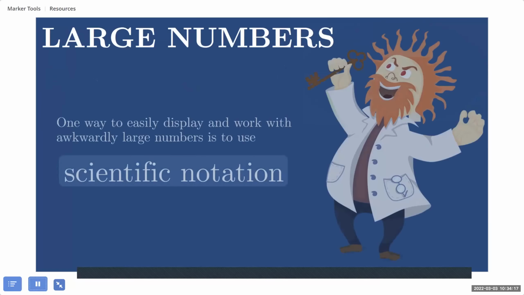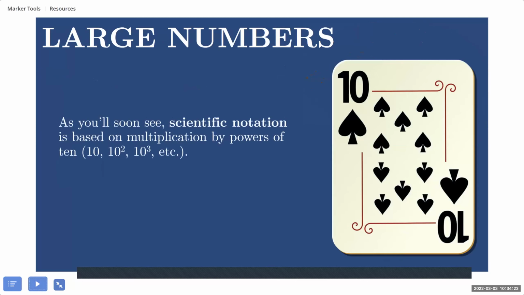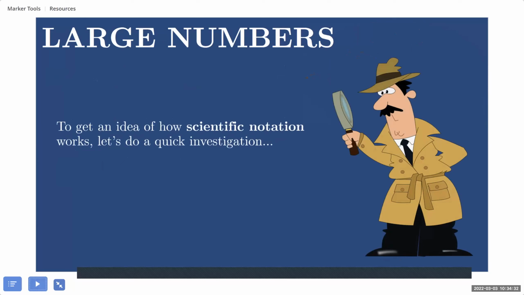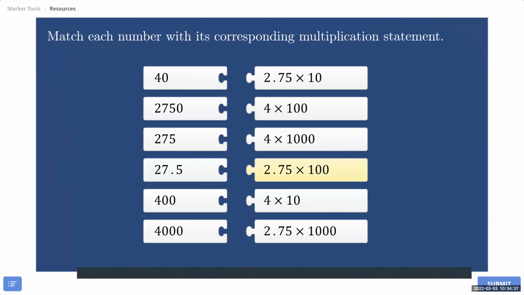Large numbers. One way to easily display and work with awkwardly large numbers is to use scientific notation. As you'll soon see, scientific notation is based on multiplication by powers of 10. So 10, 10 squared, 10 to the power of 3. To get an idea of how scientific notation works, let's do a quick investigation. So we're actually going to come back to this because right now we haven't really learned how to do scientific notation. So let's first learn and see if we can actually match these.